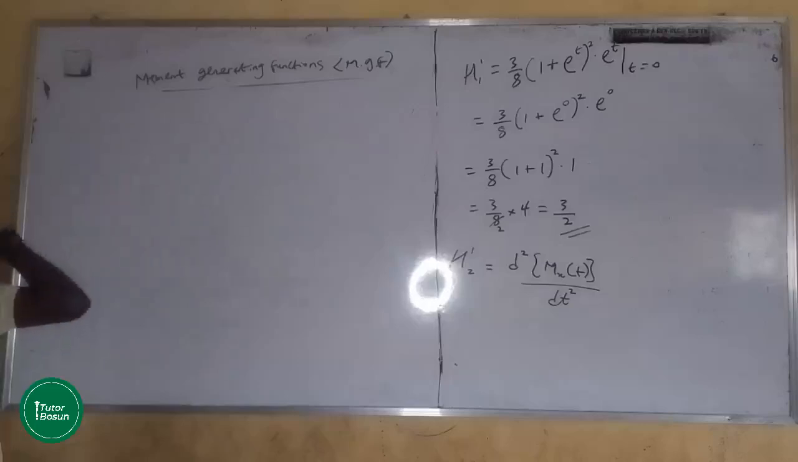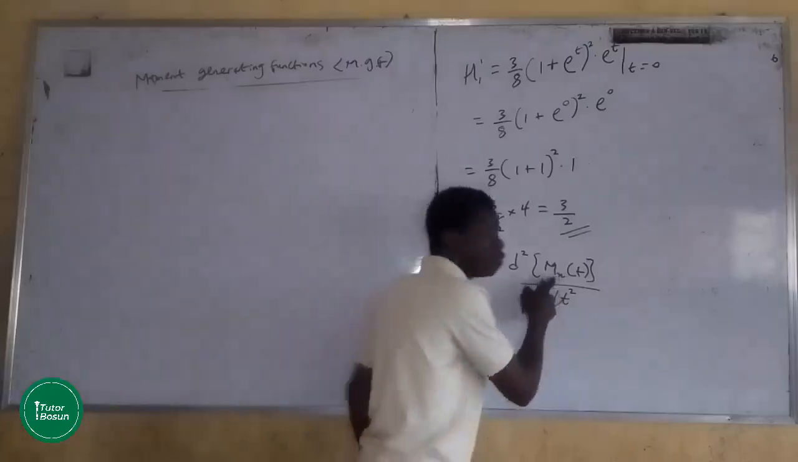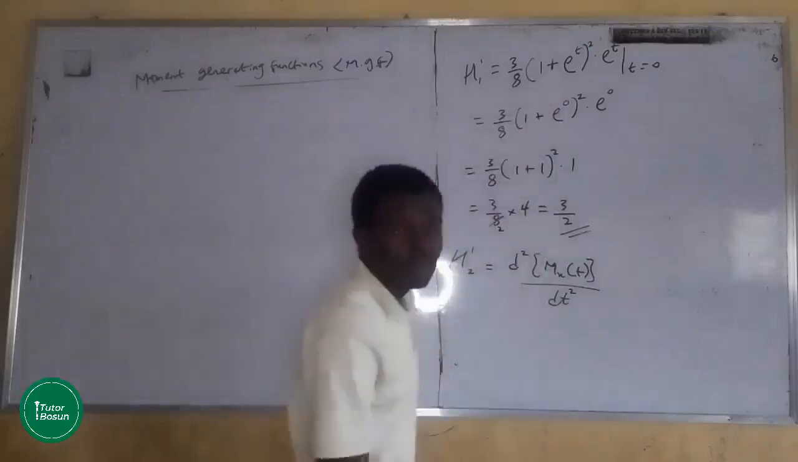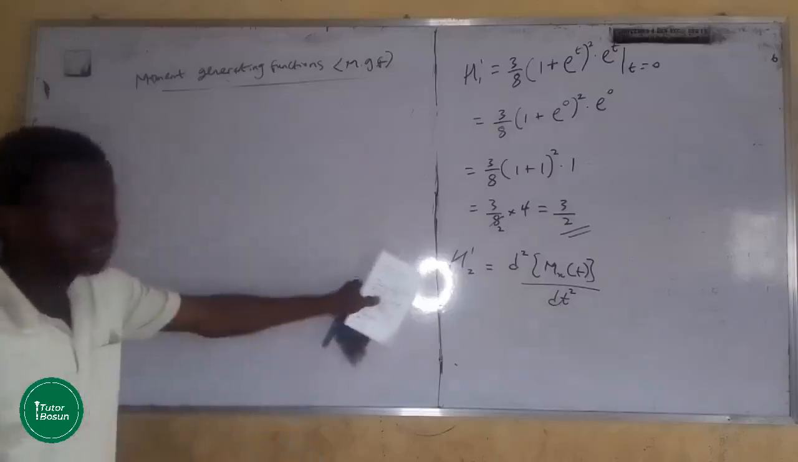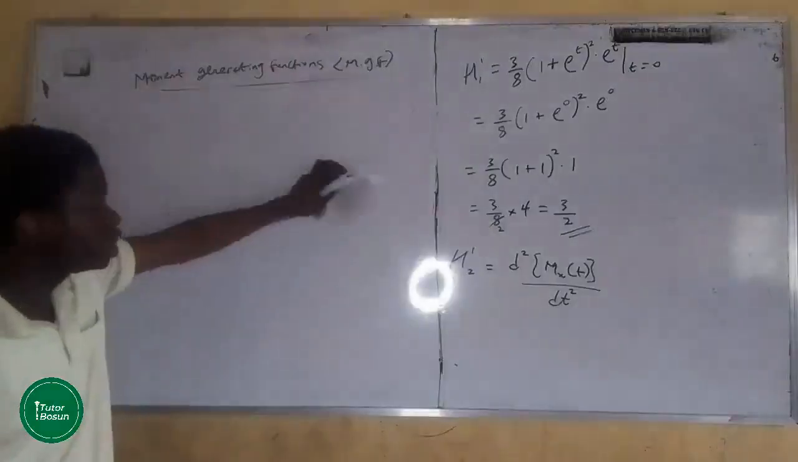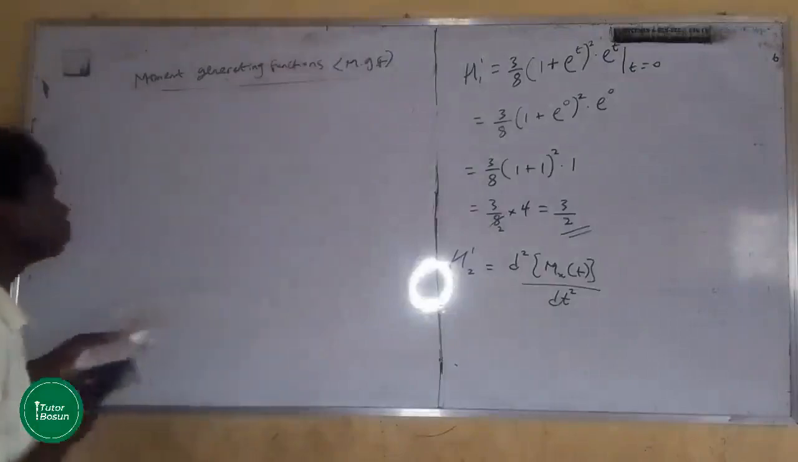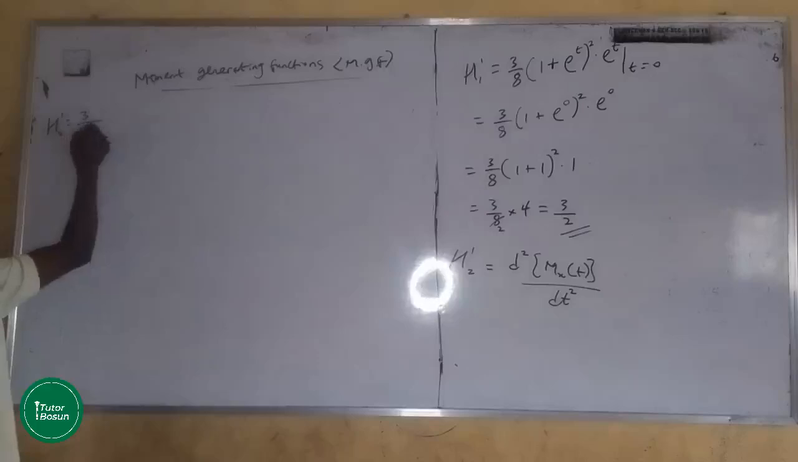So the second derivative of your moment generating function will be the derivative of your first moment. You have differentiated the moment generating function once to get your first moment. So to get your second moment, you need to differentiate that first moment again. So your second moment is going to be that constant. Please bring out the constant.